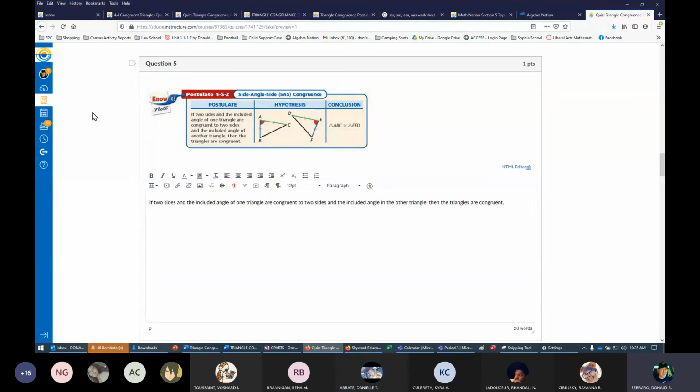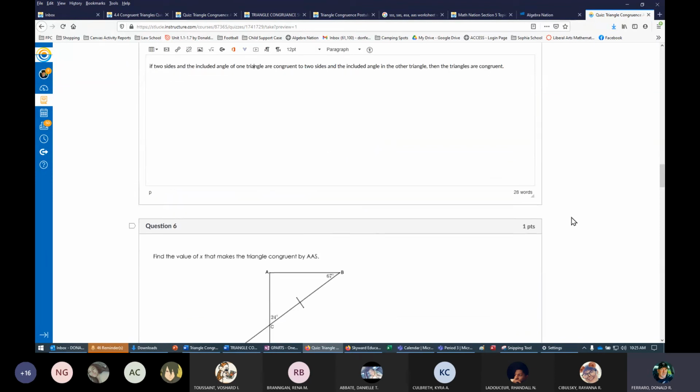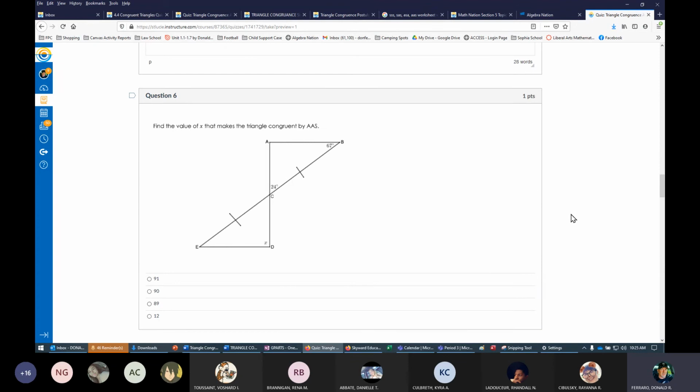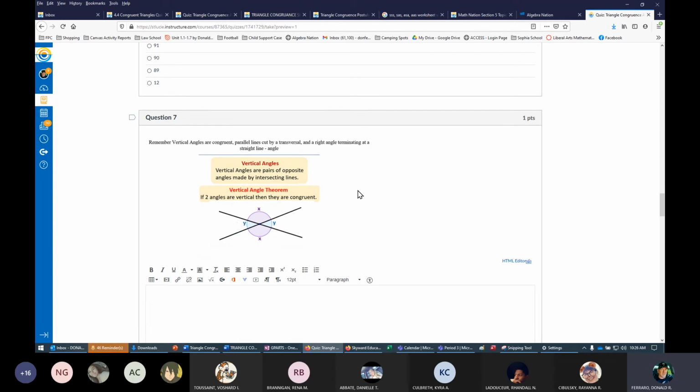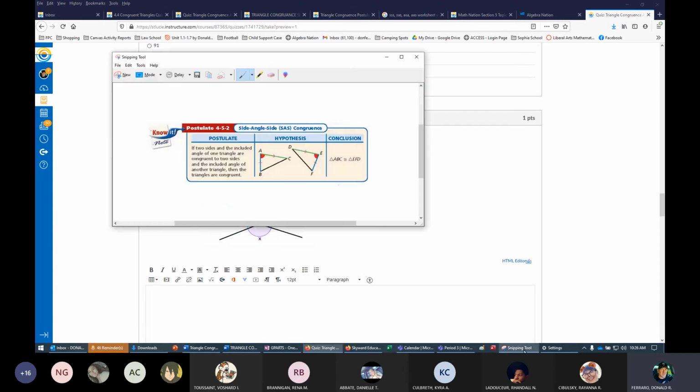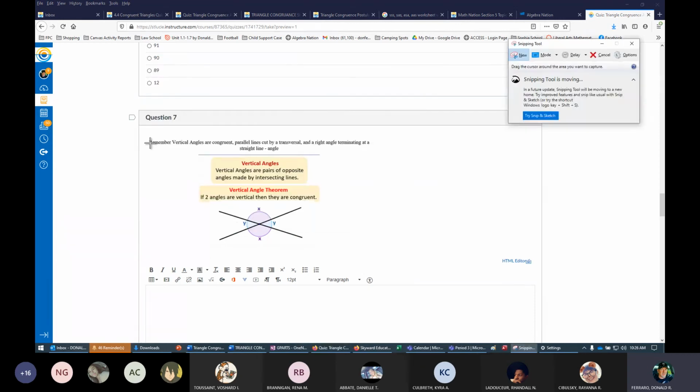Question number 5, all right? Guided practice. If two sides and the included angle of one triangle are congruent to two sides and the included angle of another triangle, then the triangles are congruent. Now, the next problem, before we do that, that's number 6, all right? I want to go to number 7. I want to show you guys something. This is important for you guys to remember.